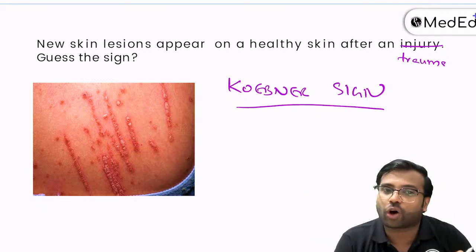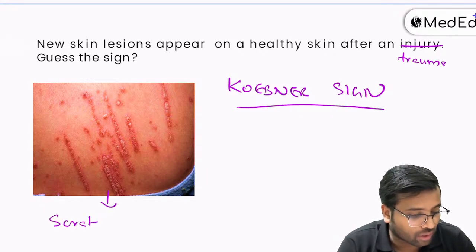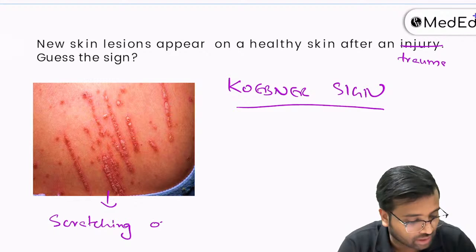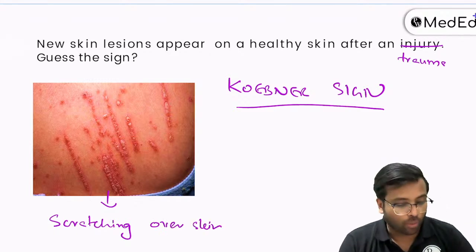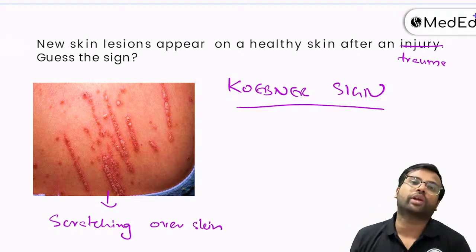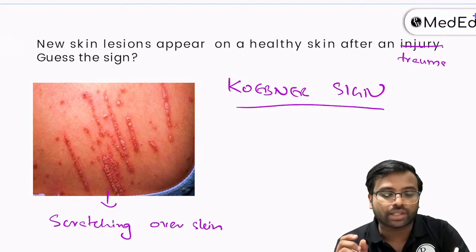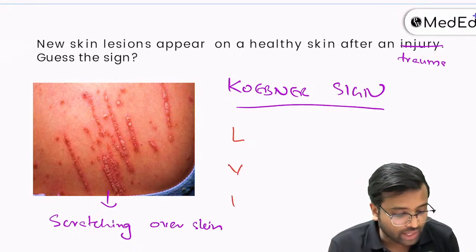And here, what is the trauma in this image? This may be due to scratching over the skin. So this is called Koebner's phenomenon. Now, what are the diseases? What you need to remember is some of the diseases where this kind of phenomenon can be seen. Please try to remember it as LVP.